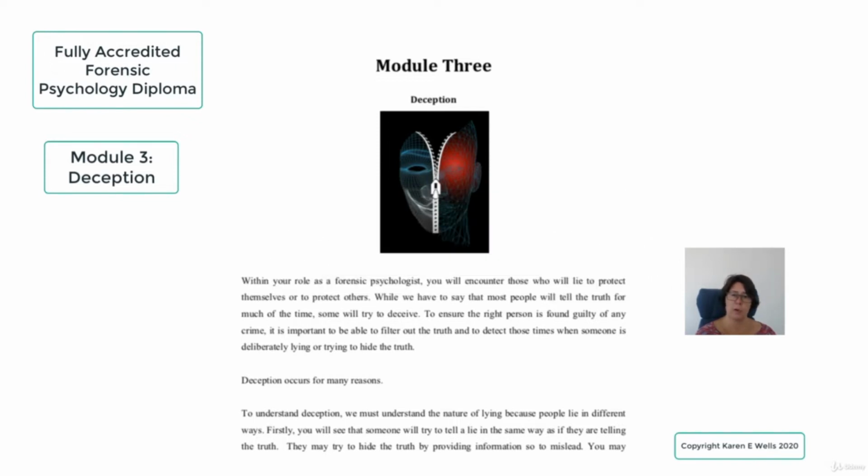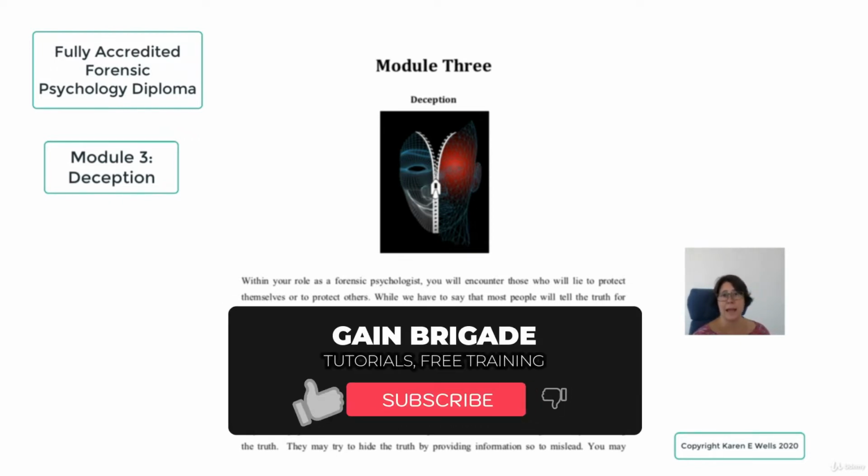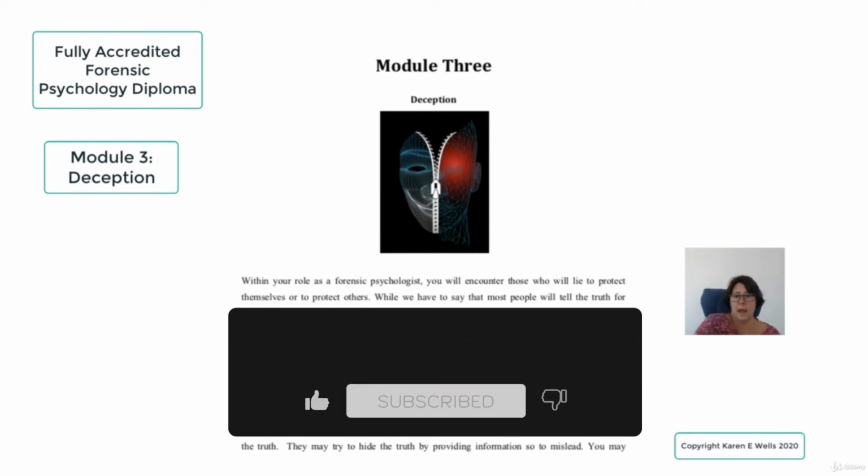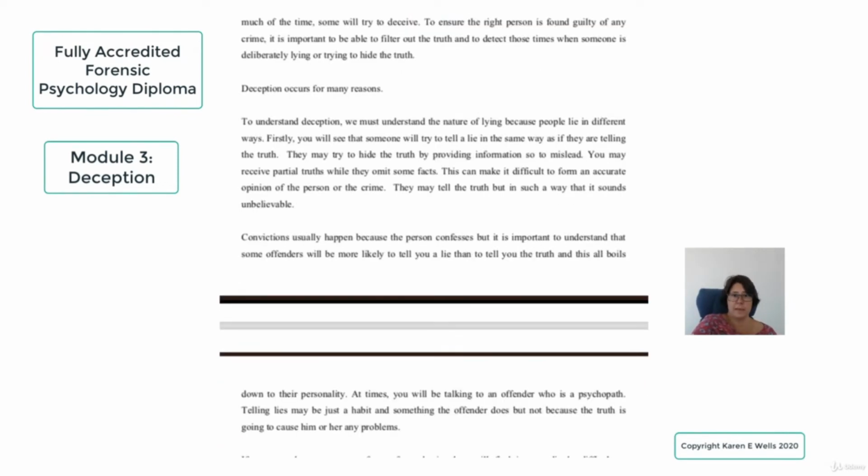Now, within your role as a forensic psychologist, you're going to encounter people who will lie to protect themselves or to protect others. While we have to say that people will tell the truth most of the time, some will try to deceive. So to ensure that the right person is found guilty of any crime, it's important to be able to filter out the truth and to detect those times when somebody is deliberately lying or trying to hide the truth. And deception, of course, can occur for many reasons.